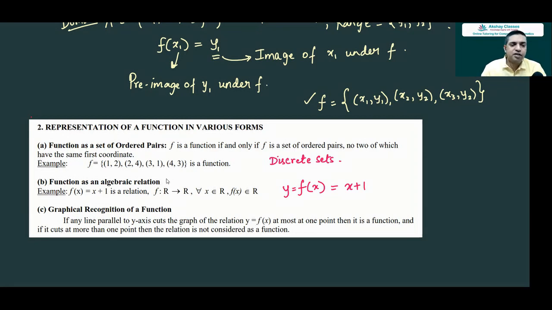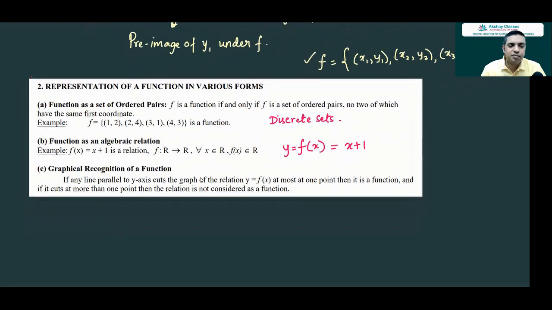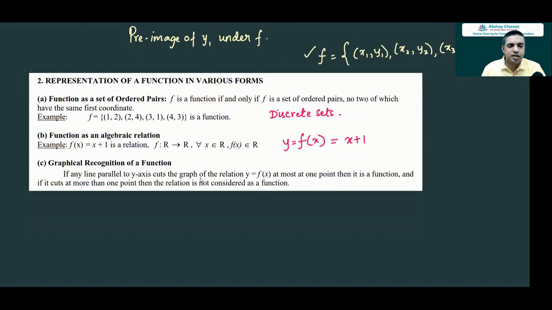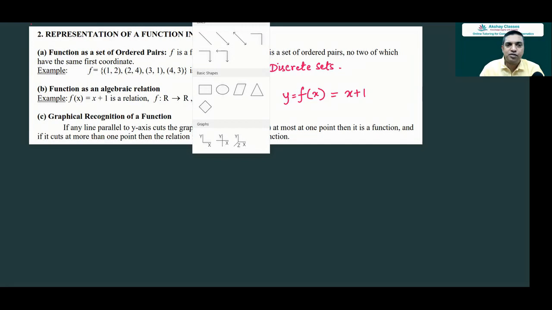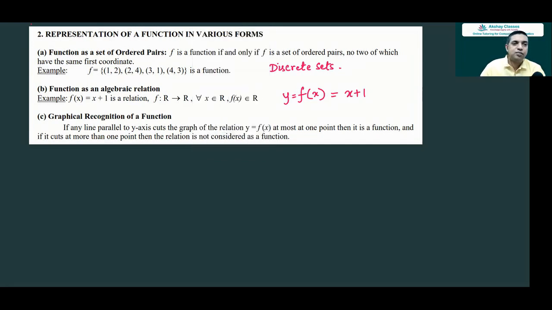I just said algebraic relation. It need not be an algebraic relation. It can be trigonometric, logarithmic, exponential. So all the transcendental functions that are not algebraic, they have a functional representation. And each of the functions, both the set of ordered pairs as well as algebraic, can be represented on a graph. So very important to understand, because graphical understanding is extremely important in calculus. So let's do that.